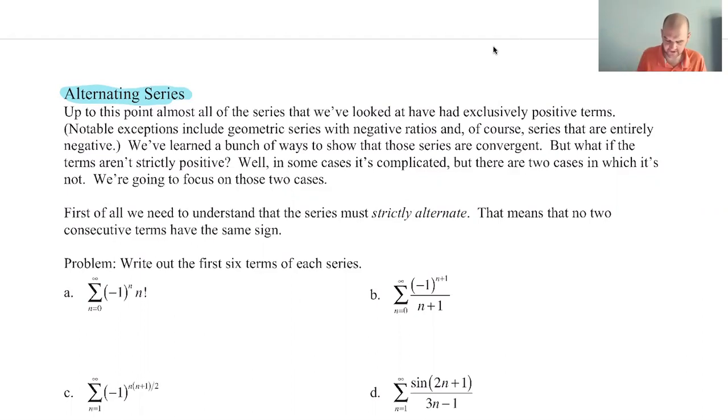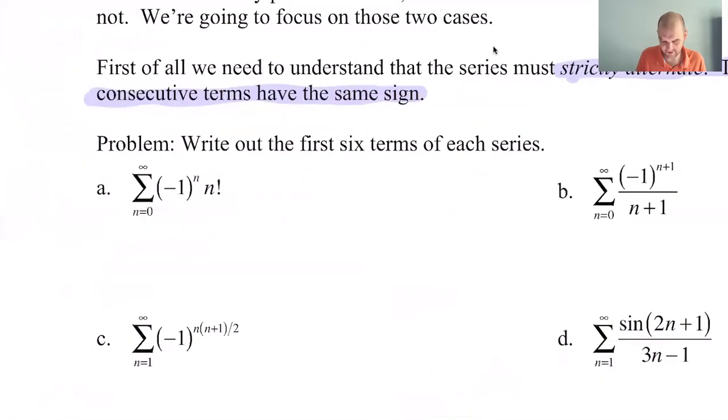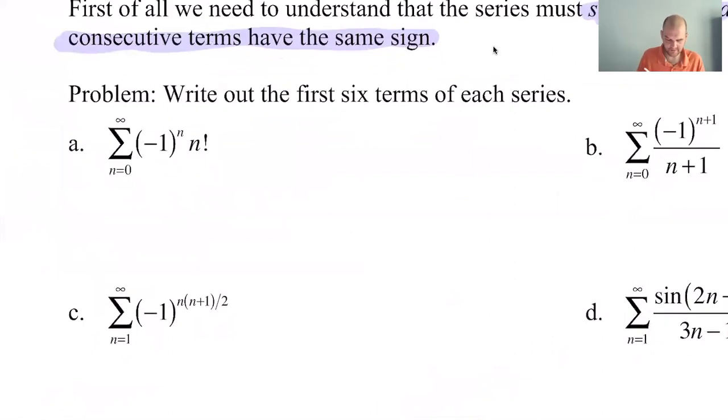Now, strictly alternating means that no two consecutive terms have the same sign. So this needs to be true if a series is going to alternate. You can go plus, minus, etc. You can go minus, plus, etc. You can't go minus, plus, minus, or anything like that. That's not going to do it. And it's interesting, you actually can make that happen. So let's see which of these alternate.